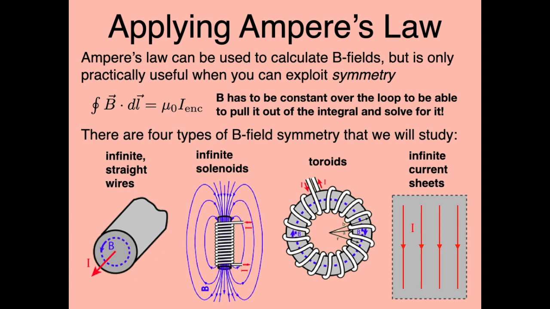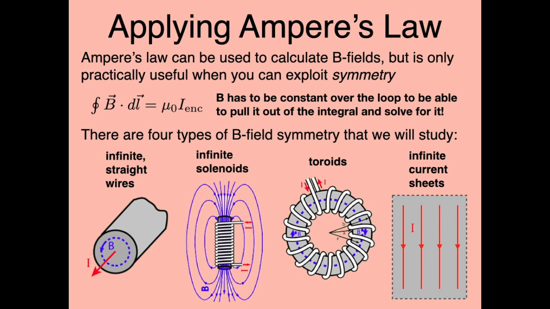This is all we need to know for Ampere's law, these 4 types of symmetry. The first one is an infinite straight wire. Okay, now there are different variations on that, but basically the symmetry is you have a really long cylinder carrying some kind of current, and we can calculate the B field from that.